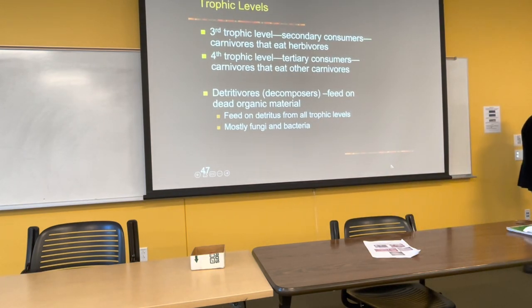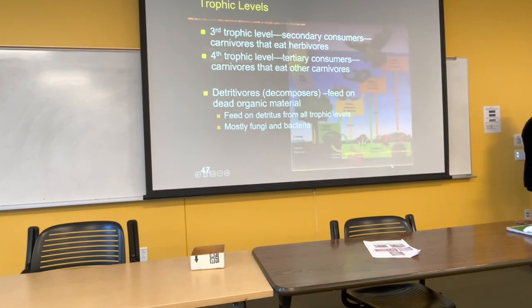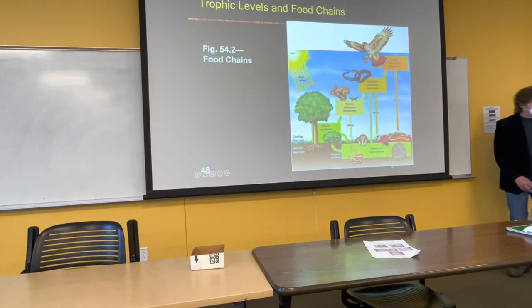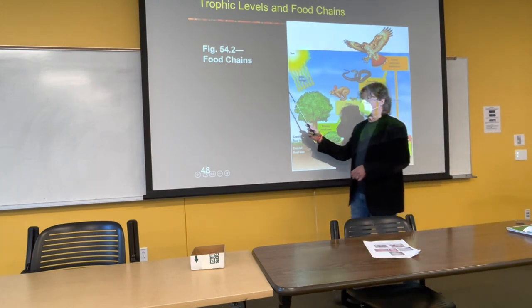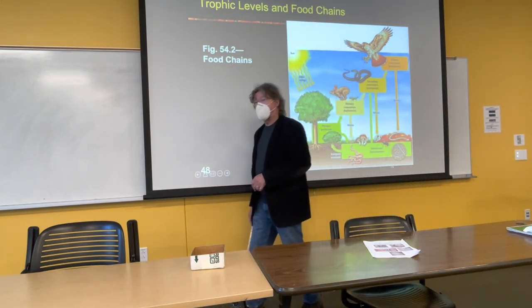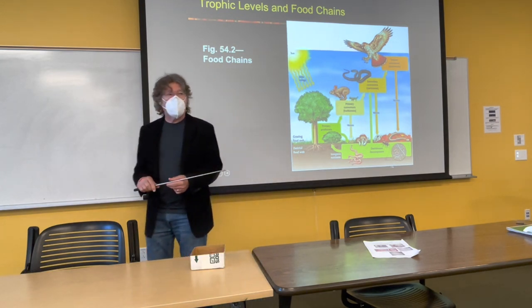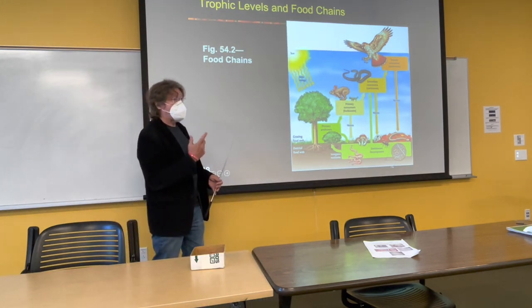But fungi and bacteria are the real big winners when it comes to this level. Okay, so if we look at trophic levels, we can also envision what is called a food chain. A food chain is the passage of material from one trophic level to the next in a straight line.